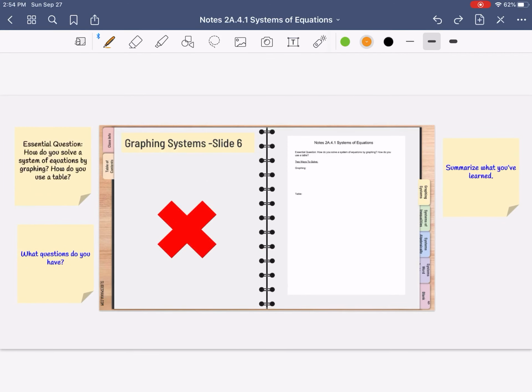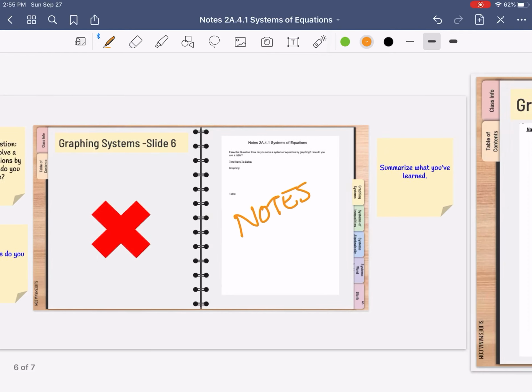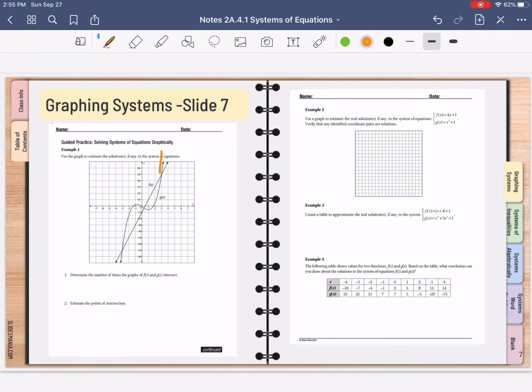So where these notes go, the notes part is going to go on slide number 6 on the right-hand side. There weren't that many notes, so you don't have to put any on the left-hand side. And then your example number 1, the page 111 goes on slide 7, and page 112 goes on the right-hand side of slide 7. Okay?